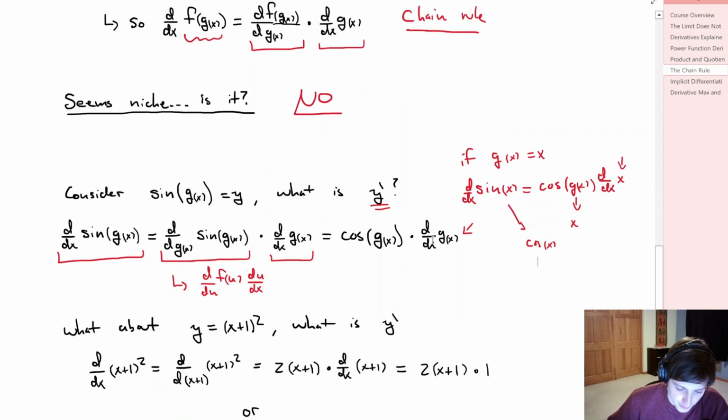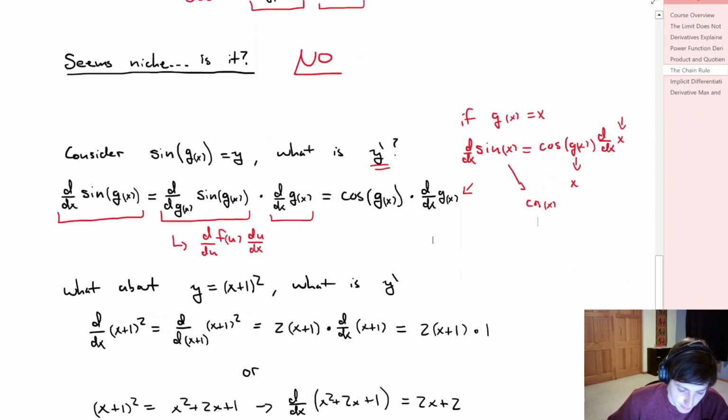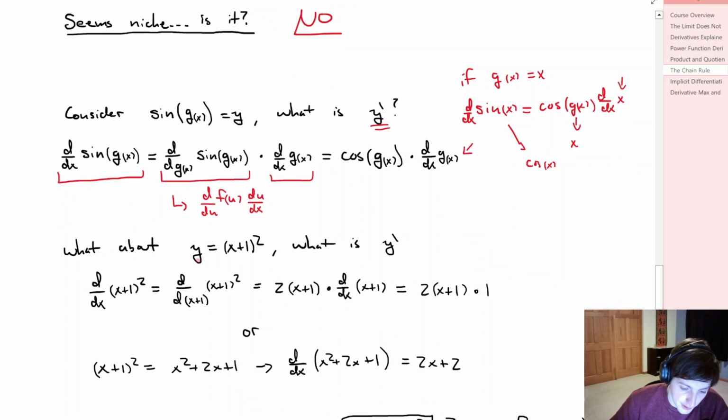Now, trig functions aren't the only thing that we have to deal with here. We can consider a polynomial function. So let's say x plus 1 squared. And we want to look at what is y prime. So there's two ways you could look at this.